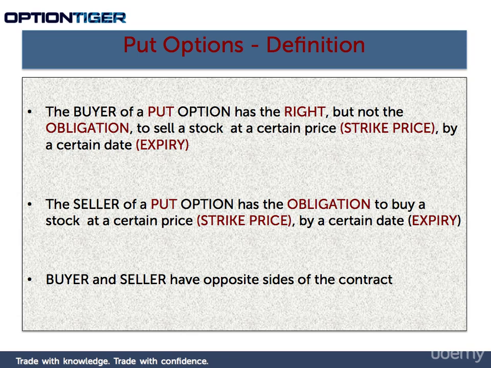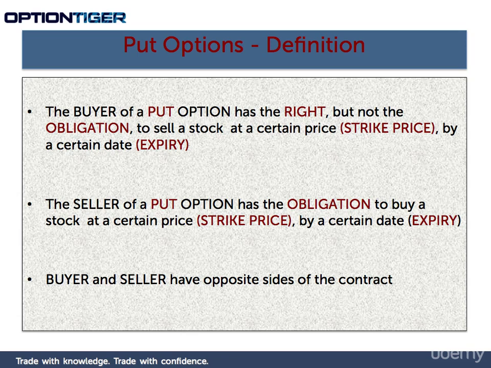On the flip side, the seller of the put option is going to have the opposite commitment to this contract. So the seller of a put option has the obligation to buy a stock at a certain strike price by a certain date. So if you, as the buyer of the put option, have the right to sell the stock, then the seller of the put option must have the obligation to buy that stock at that same strike price by the same date of expiry.